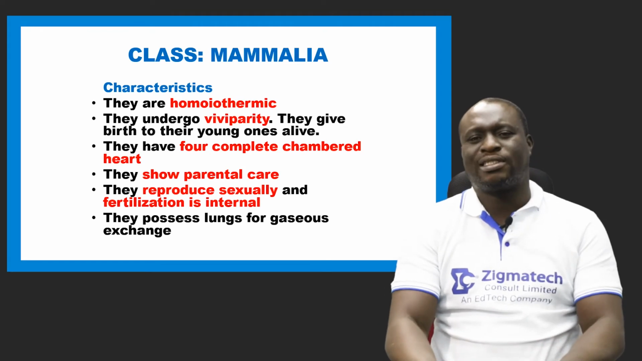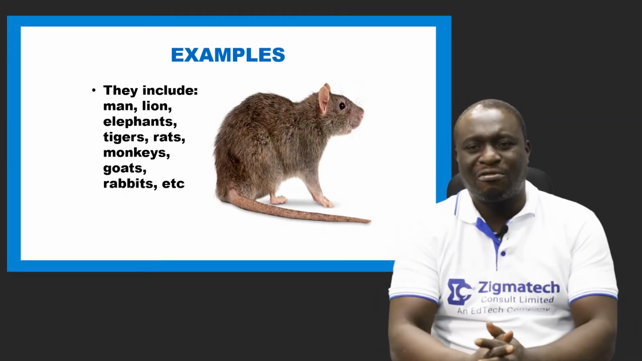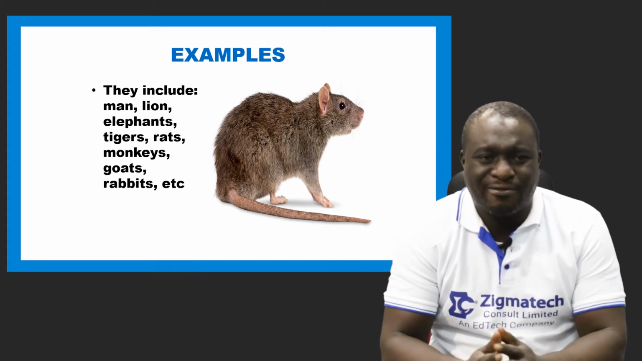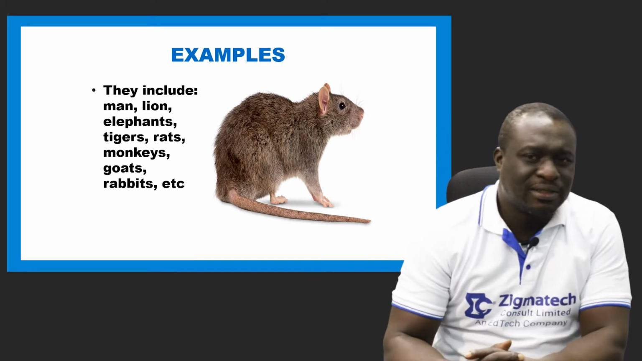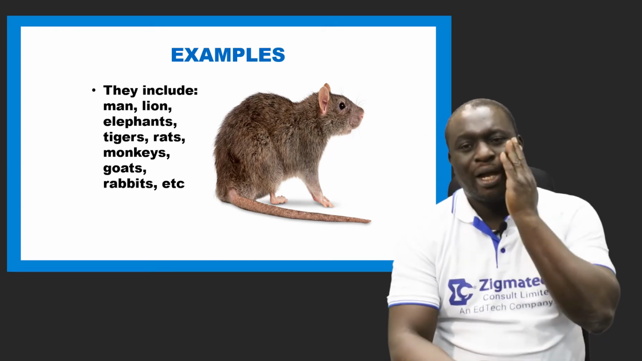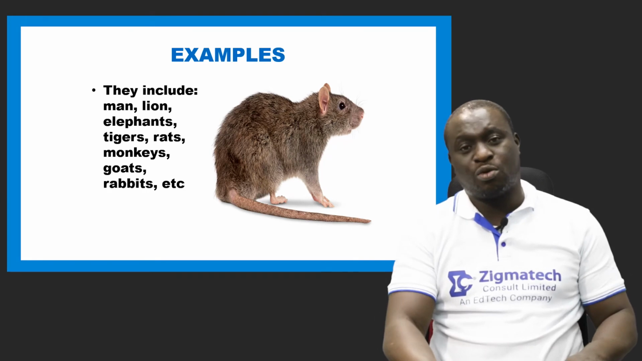Let's take a look at some examples of mammals. We have man, lions, elephants, tigers, rats, as you can see there, monkeys, goats, and so on. Like we said, we also have man. And when we're referring to man, we're referring to both male and female, or man and woman.